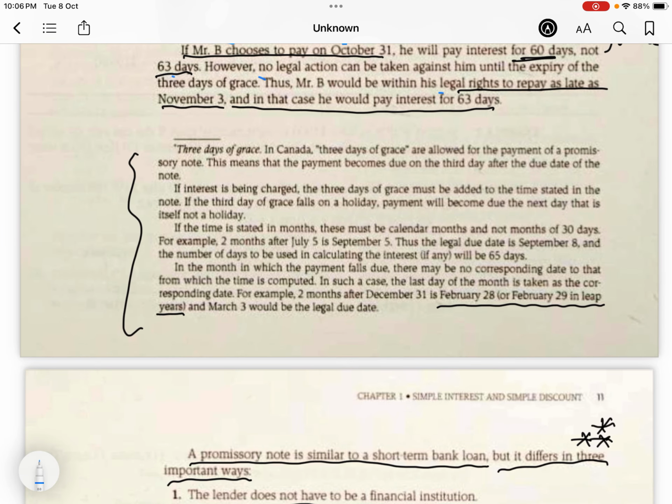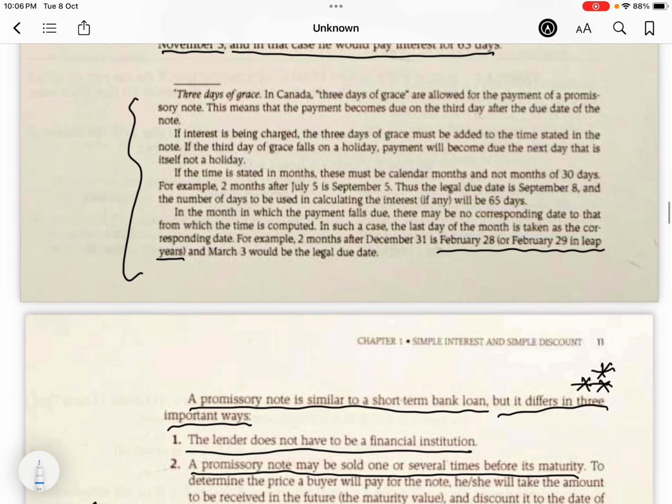You can read this. I said it: February 28th. If it is not a leap year, it will be 28; if it is a leap year, it will be 29.